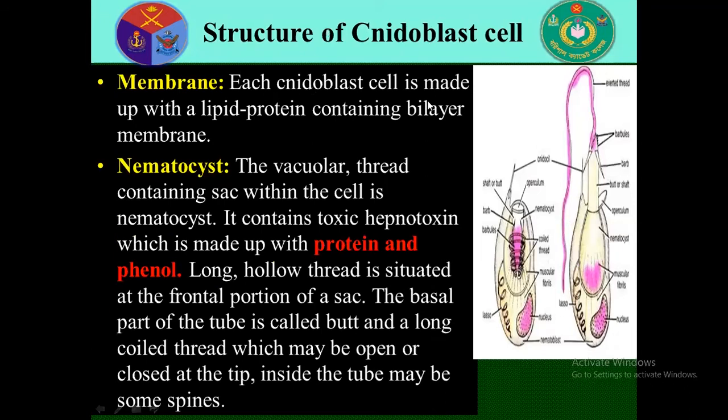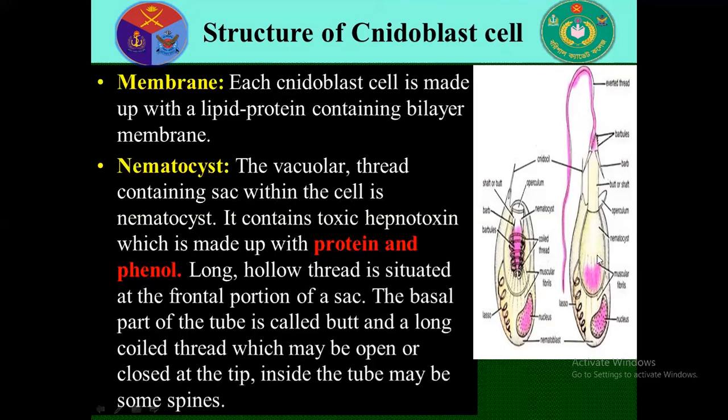Membrane. Each nidoblast cell is made up of a lipid-protein bilayer membrane. So the nidoblast cell has two layers, and this layer consists of a protein-lipid substance. Nematocyst. The vacuolar thread-containing sac within the cell is the nematocyst. So the sac which contains the thread is called the nematocyst.